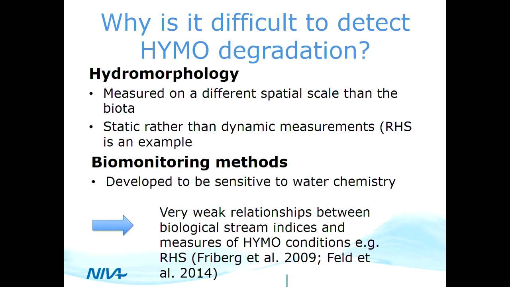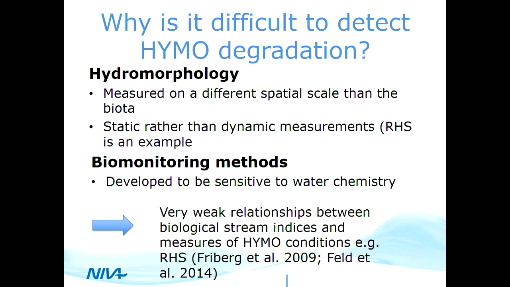It's often measured on longer reaches than where we take the biota. And the traditional way of measuring hydromorphology has been very static, so it doesn't really have the dynamic influence of processes, which is probably essential to understand also the interaction with biota. So it's very much recording what's there at a given moment in time and overlooking larger scale processes.